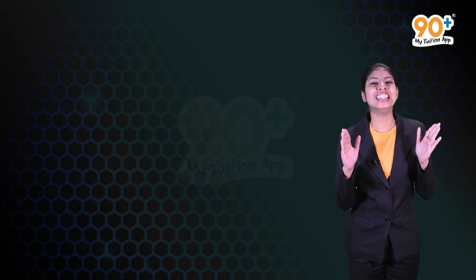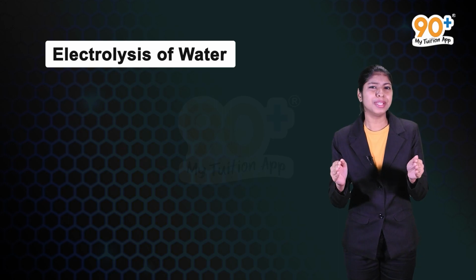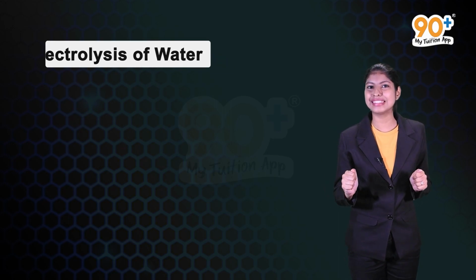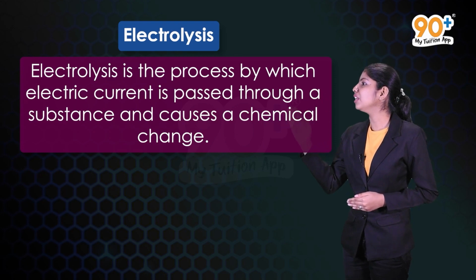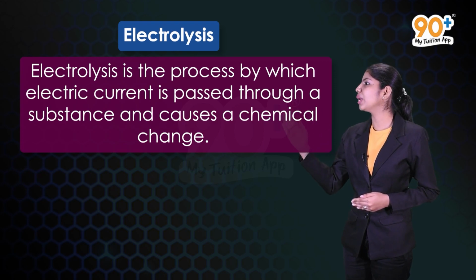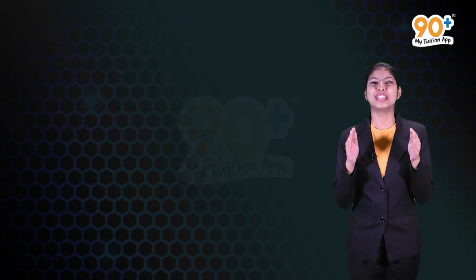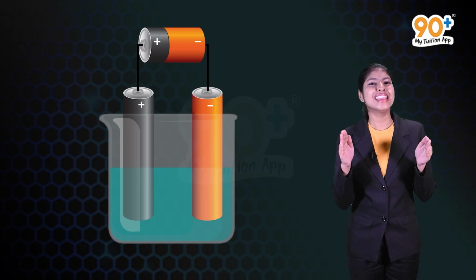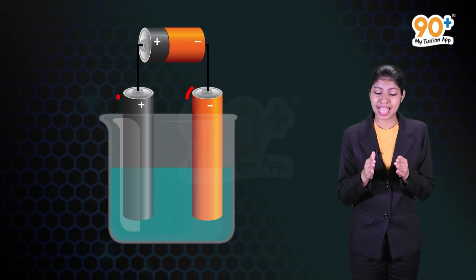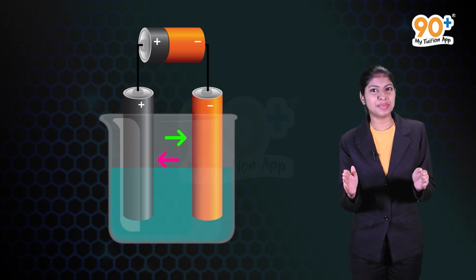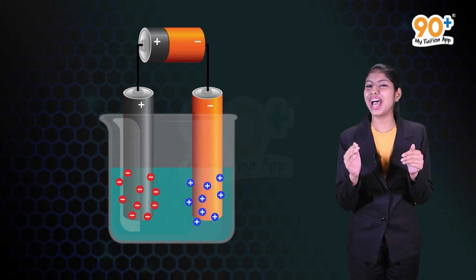Now let's do an activity, that is electrolysis of water. So you tell me, what do you mean by electrolysis? We can say that electrolysis is the process by which electric current is passed through a substance and causes a chemical change. The process is carried out in an electrolytic cell and has positive and negative electrodes held apart and dipped into a solution containing positively and negatively charged ions.